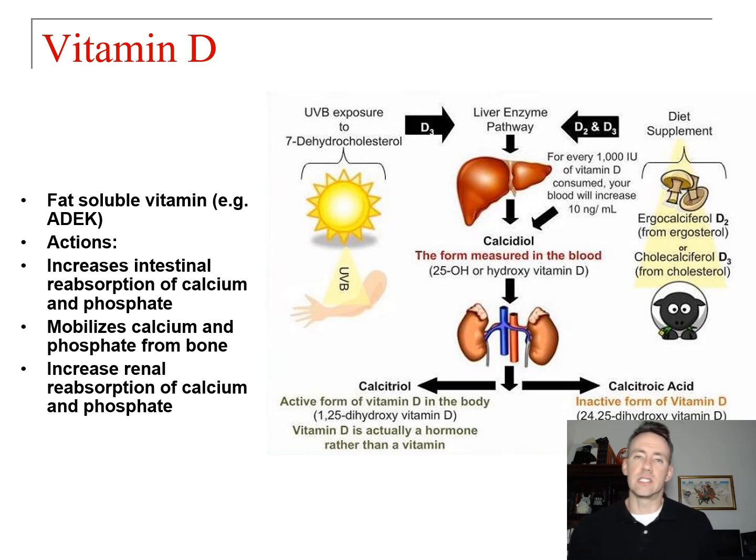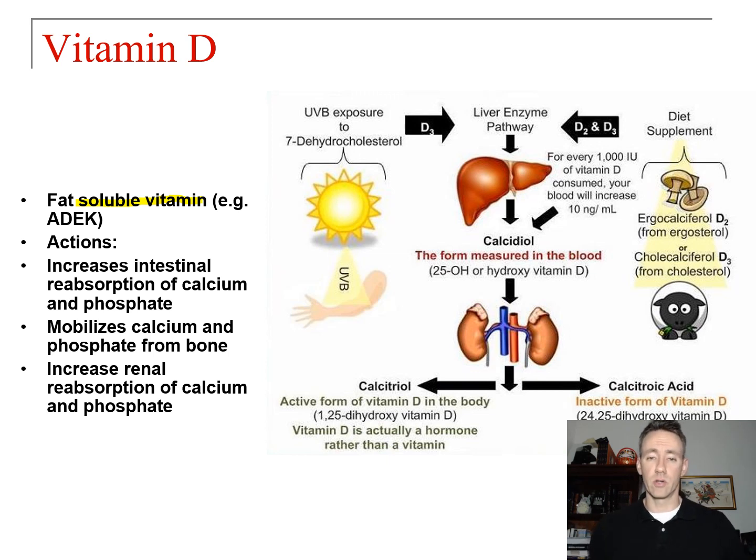So vitamin D, how does it actually help and work synergistically with parathyroid hormone? First, a couple things about vitamin D: it's a fat-soluble vitamin, in the category of A, D, E, and K, the fat-soluble vitamins. And it's actually a vitamin that we can synthesize ourselves from sunlight, based on a precursor, cholesterol. But we can also ingest it.